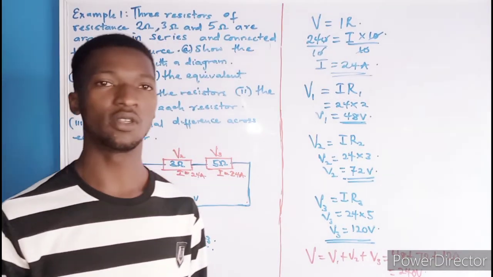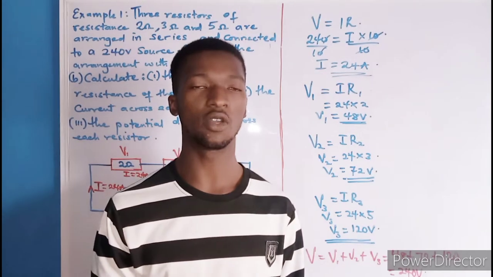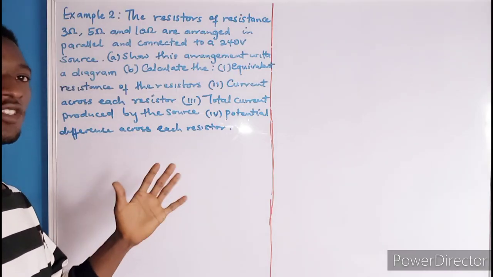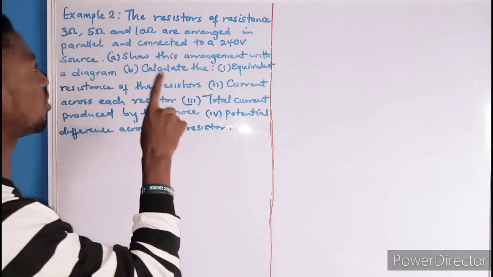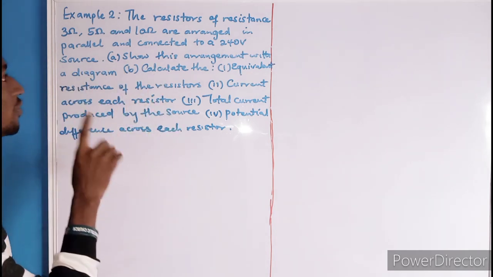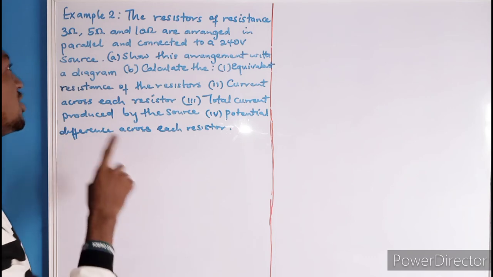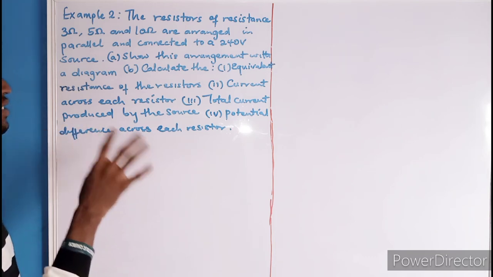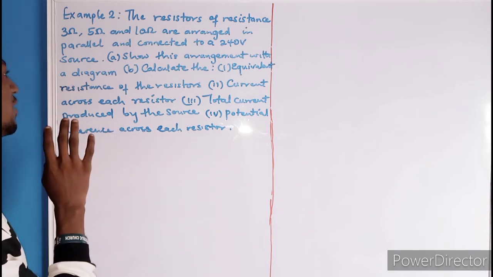Now let's take another question that will be on the arrangement of resistors in parallel. We will see what is different here. So now let's take the second question as well. Resistors of resistance 3 ohms, 5 ohms, and 10 ohms are arranged in parallel and connected to a 240 volt source. Show this arrangement with a diagram.